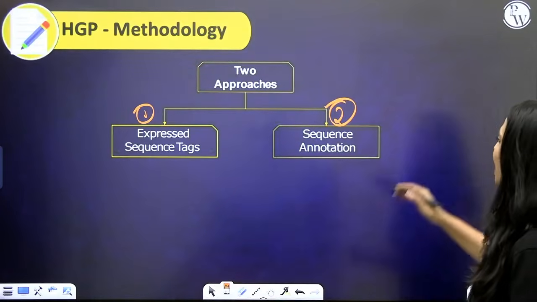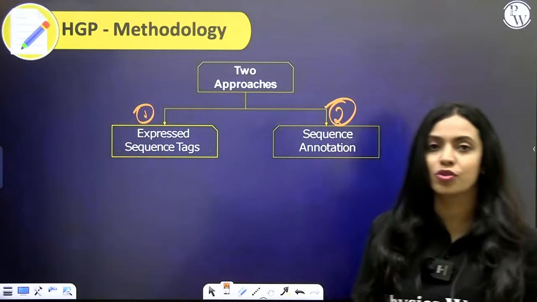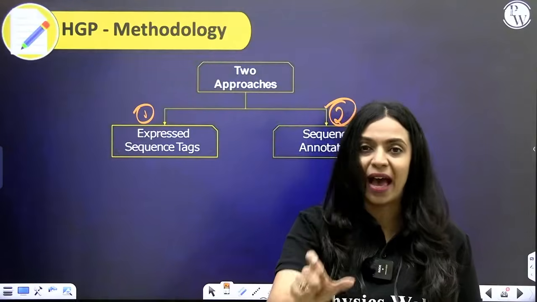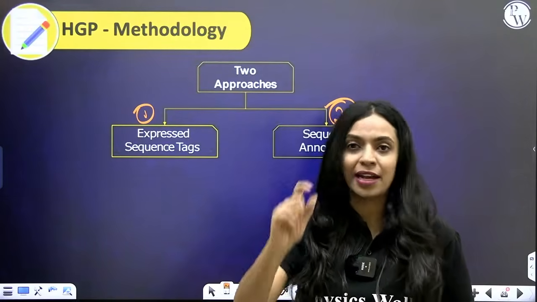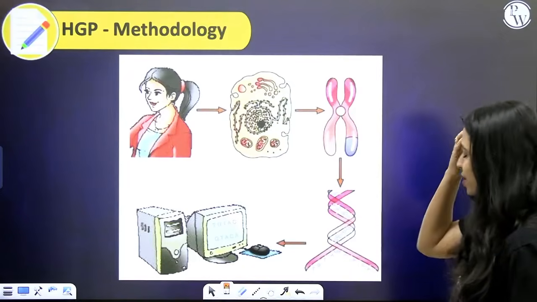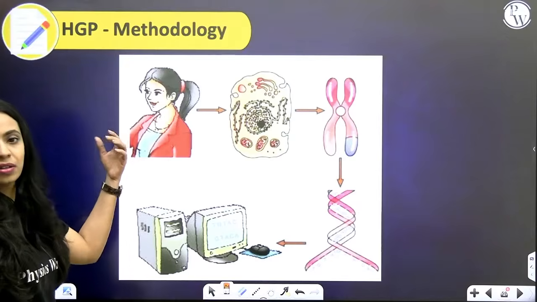And the other one is called sequence annotation. Over here, they took a blind approach of sequencing the entire genome and later identifying regions which had information and annotating them. Okay. So what they did was, in order to sequence it, they took one cell.